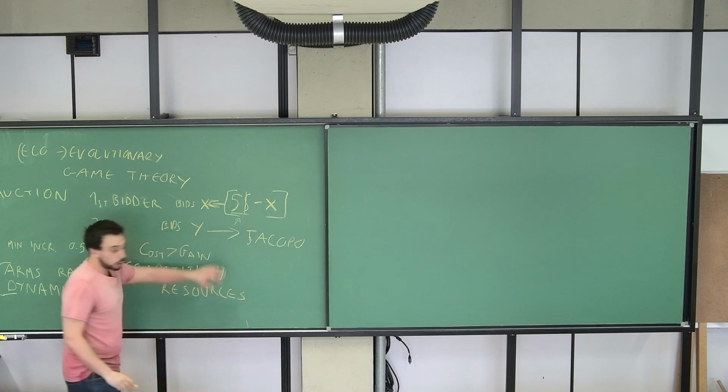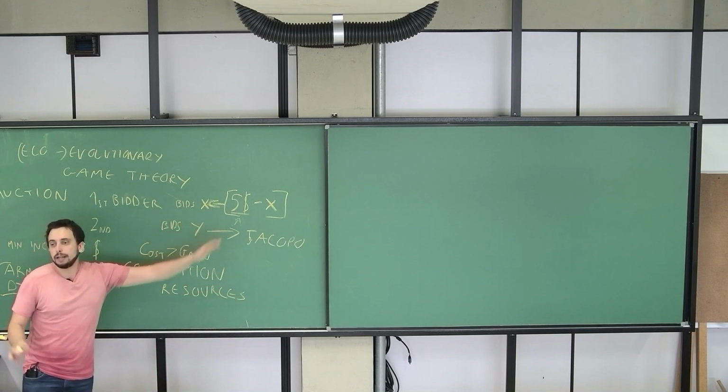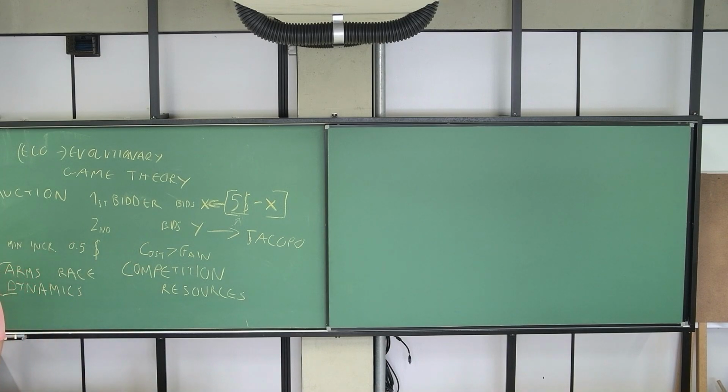You have some sorts of competition. Now the resource is money, if you want, or losing less money. That's also a resource in a way. And competing itself brings a cost, and sometimes this cost exceeds the gain.